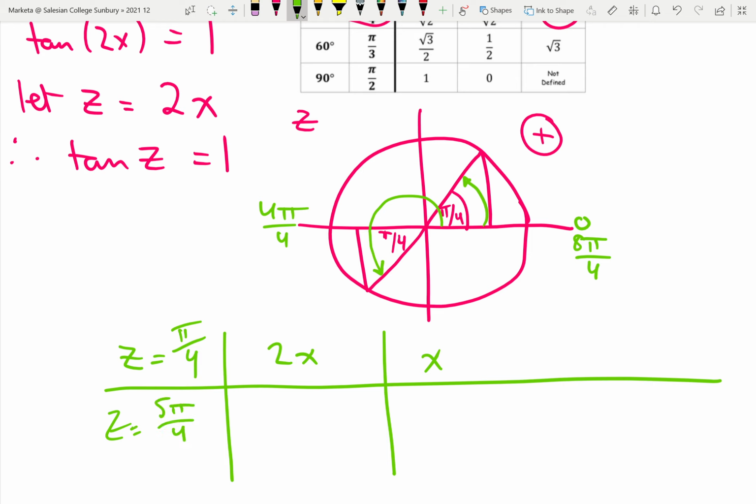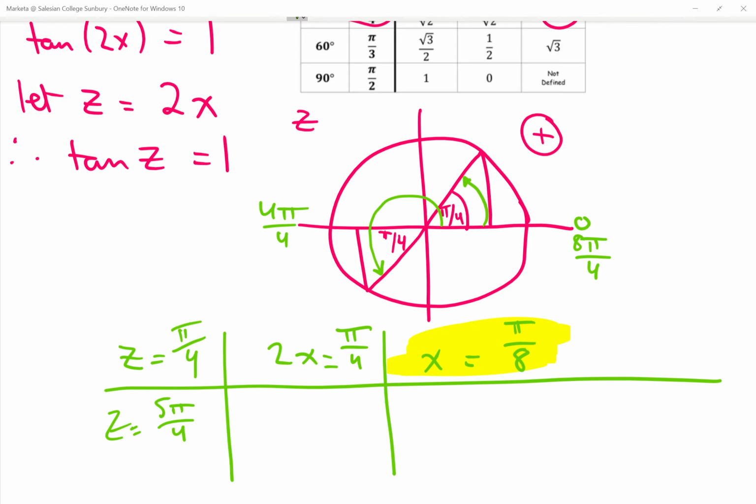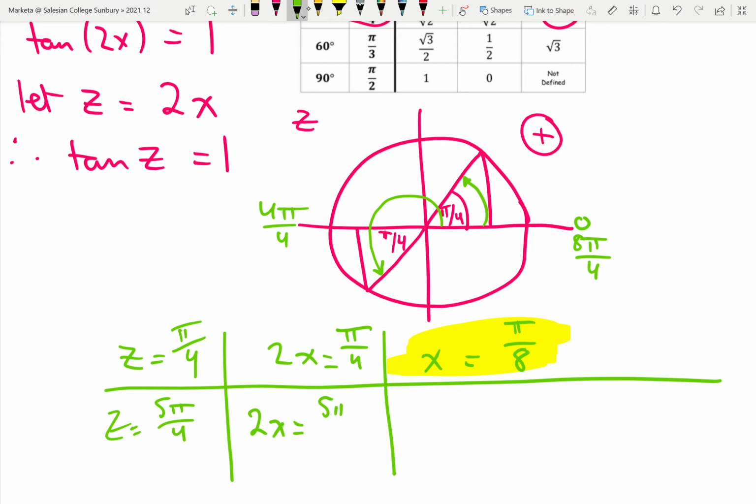So now let's find out what they are. 2x is going to be pi on 4, and therefore x is pi on 8. And that is within our domain of 0 to 2 pi. I'm going to highlight that so we don't lose it in the working out. Now let's do 2x equals 5 pi on 4. That means x is 5 pi on 8. And again, that is definitely within our domain. So I'm going to highlight that.